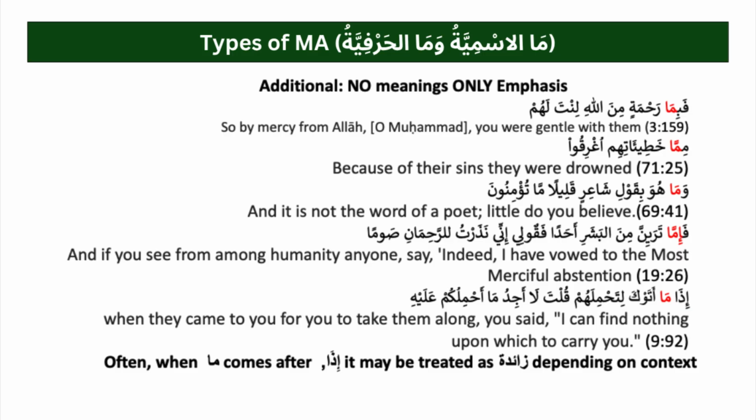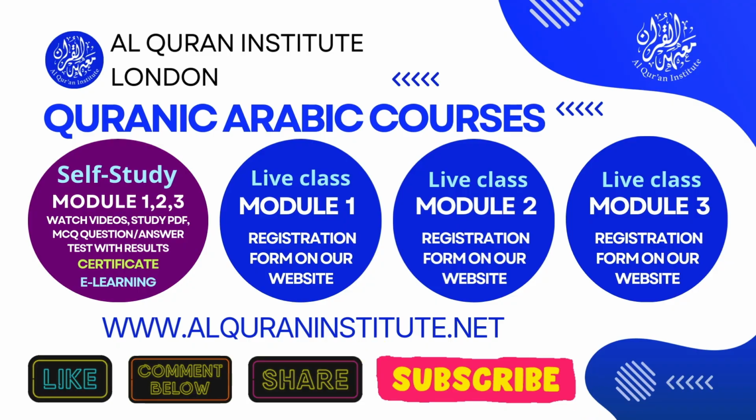The fifth example is Idha ma atauka litahmilahum. When they came to you, for you to carry them. Here the slide says that ma comes after idha, and this may be treated as zaida depending on context. Ma zaida usually strengthens style, while ma masdariyah strengthens meaning.